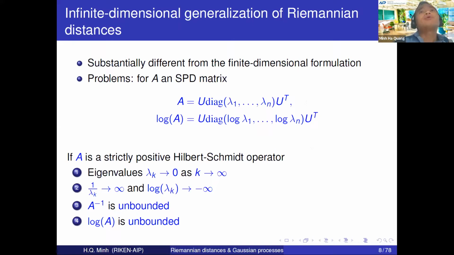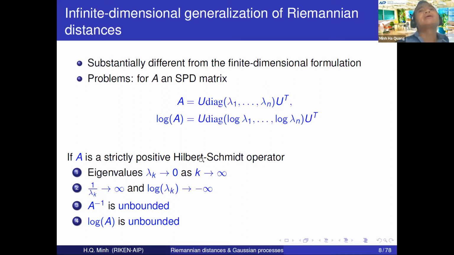And why? Because for an SPD matrix, log A here is the principal logarithm of the matrix. If the spectral decomposition of A is written in this form, then to compute the log of A, we just compute the log of the eigenvalues, and we multiply by this matrix U here, which consists of the orthonormal eigenvectors.